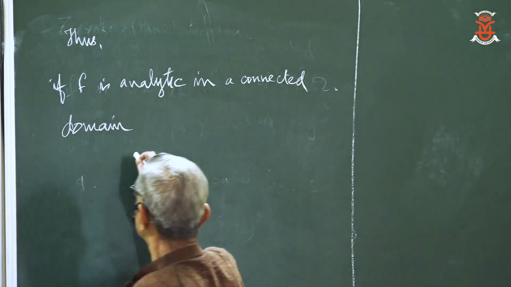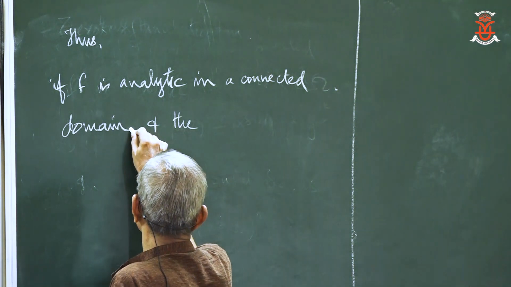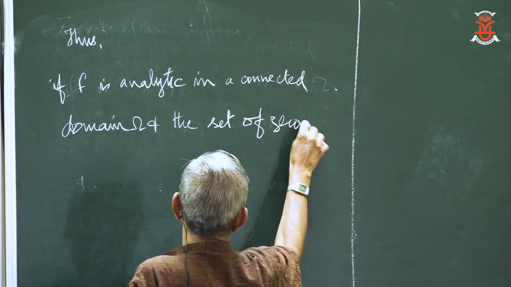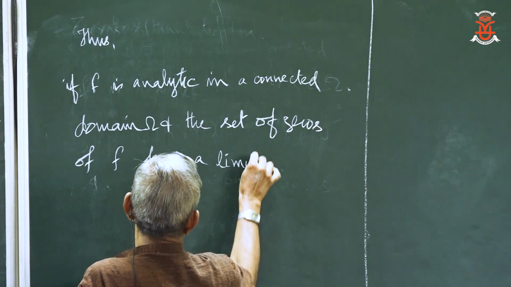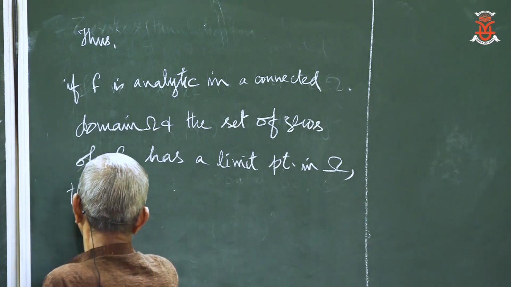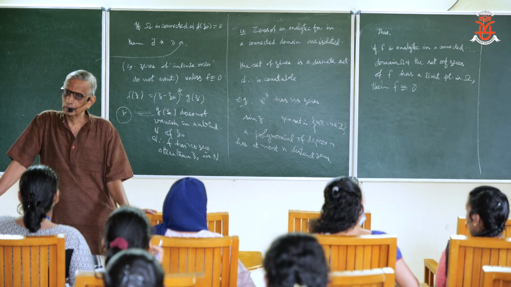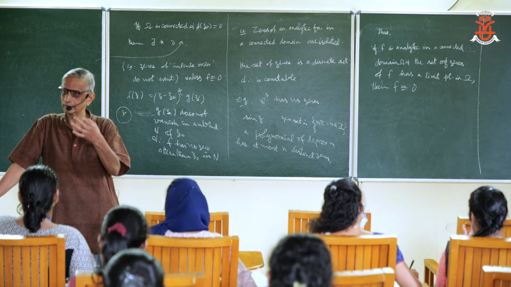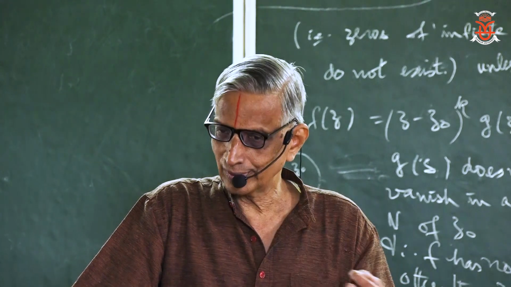F is analytic in a connected domain omega, and the set of zeros of F has a limit point in omega, then F is a zero function. So this shows that an analytic function is determined by its values on a set having a limit point. Determined on the whole domain by the values on a small set.